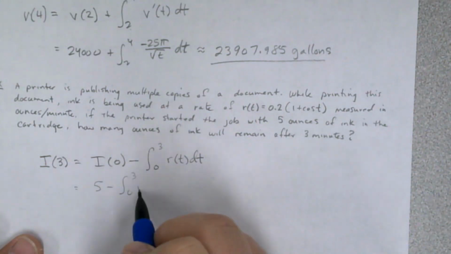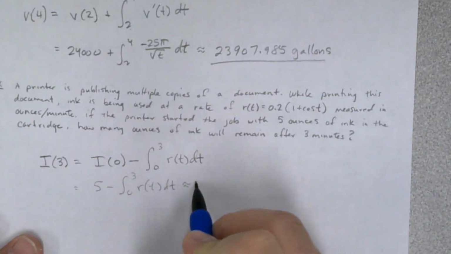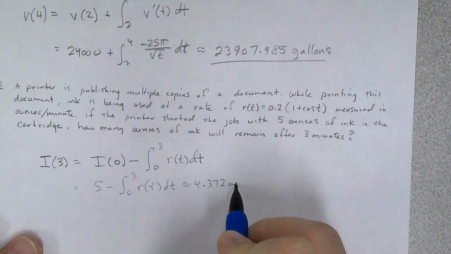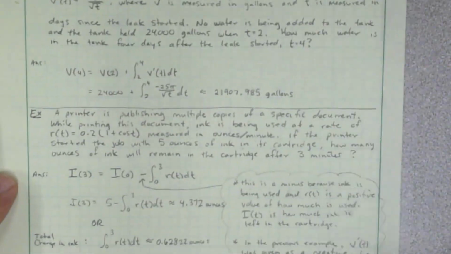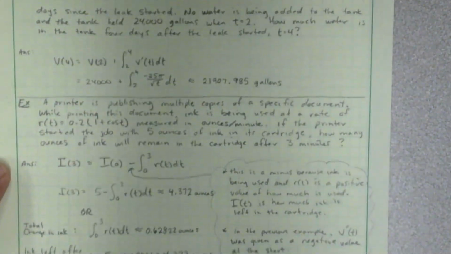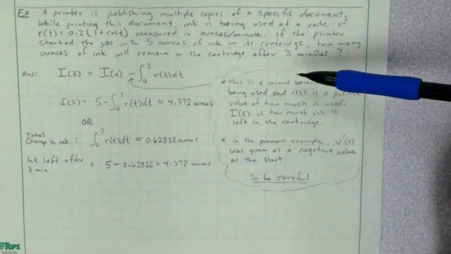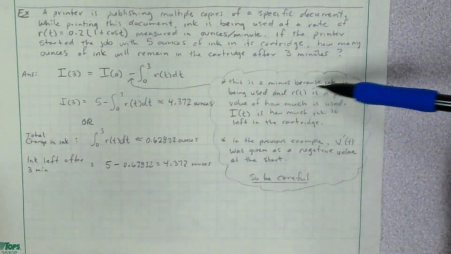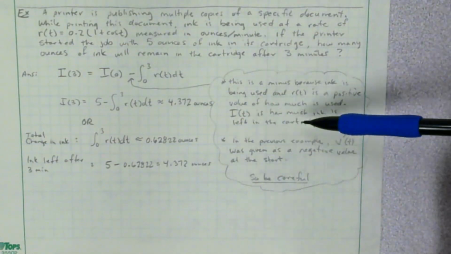If you need to, you can also do it in another fashion, which I'll show you. I won't write it all out. And you'll get 4.372 ounces. And so that's how you can do that one, and that's why it's R with a minus. So I will give you this, some side notes, I'll let you write it down so you can see it, and an alternate way to look at this problem also. This is saying over here what I just told you. This amount is a minus because ink is being used, and R is a positive value of how much is used. I of t is how much ink is left in the cartridge.